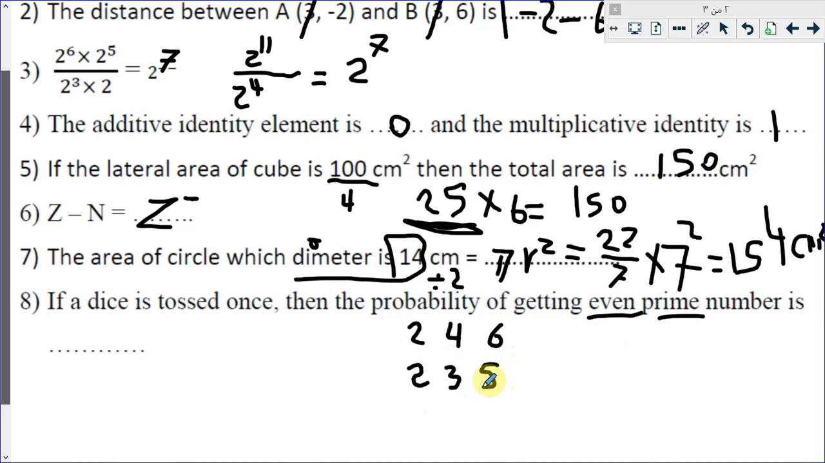We want the probability of getting even prime, both of them, even and prime. What is the number that is repeated in both situations? 2, only one number, so our probability will be 1 over the total numbers that are in our dice, so it will be 1 over 6.